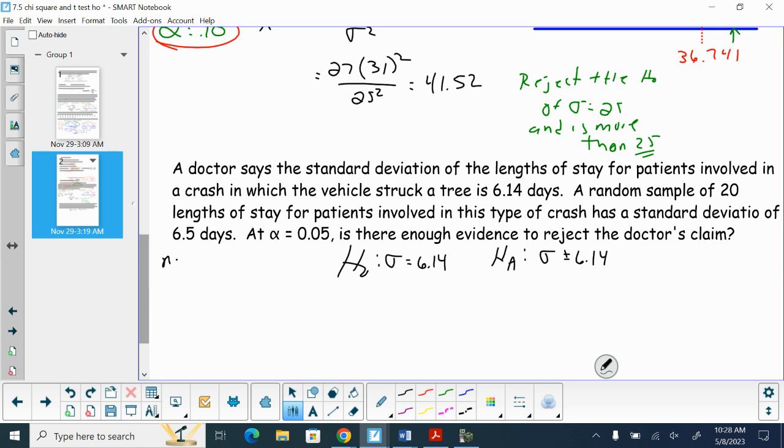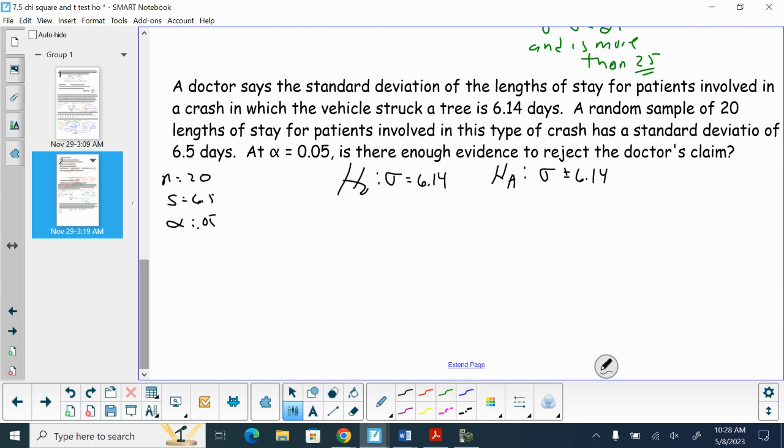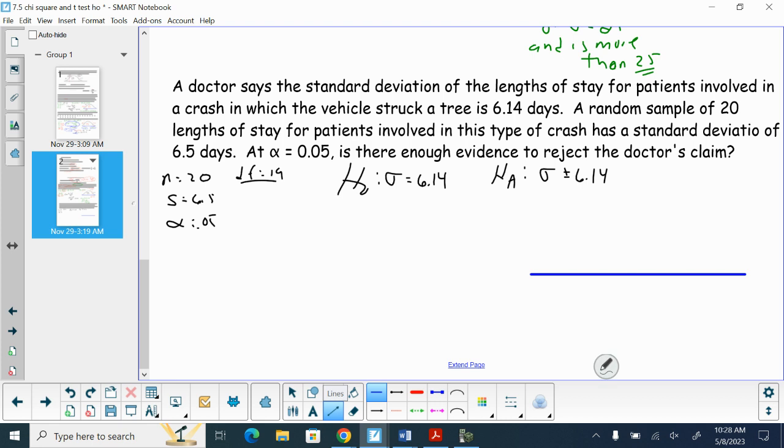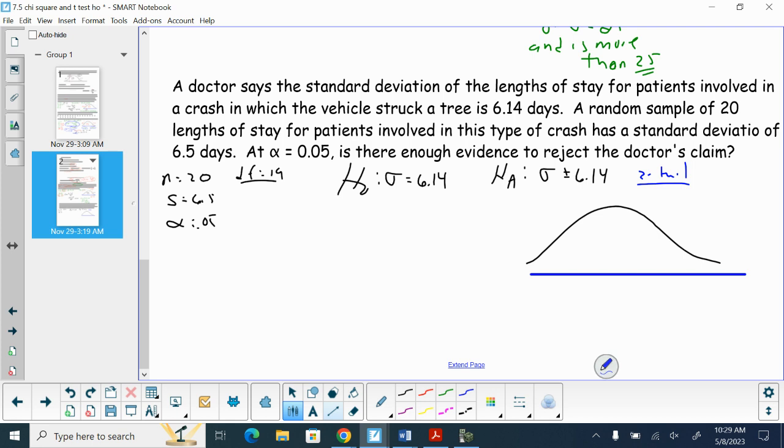We have a sample of 20. The standard deviation for that sample is 6.5 days, alpha value 0.05, degree of freedom is 19. We are at two-tail.